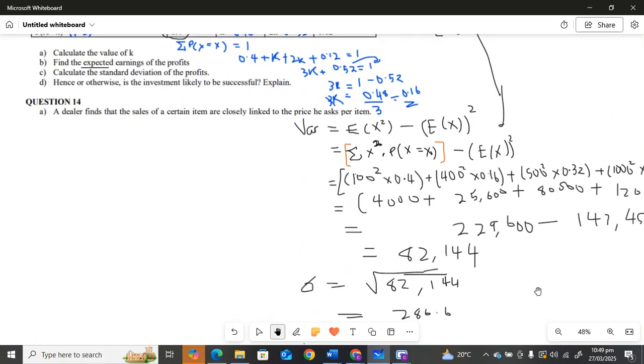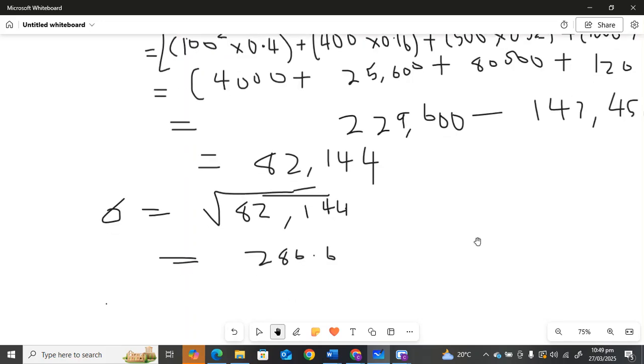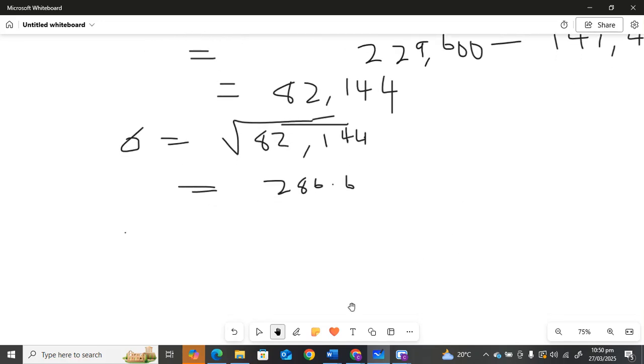Okay, so now let me explain to you intuitively what this means. As I said, a greater standard deviation means greater fluctuations, and greater fluctuations mean more risk. So we're going to compare this standard deviation of 286.6 to, for example, a standard deviation of 1. We said our average profit that we can make is $384.